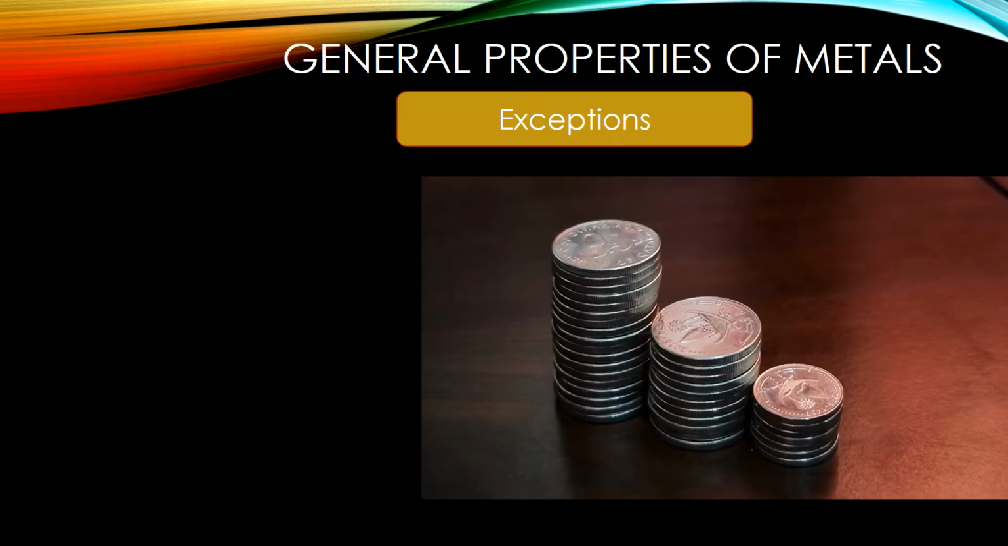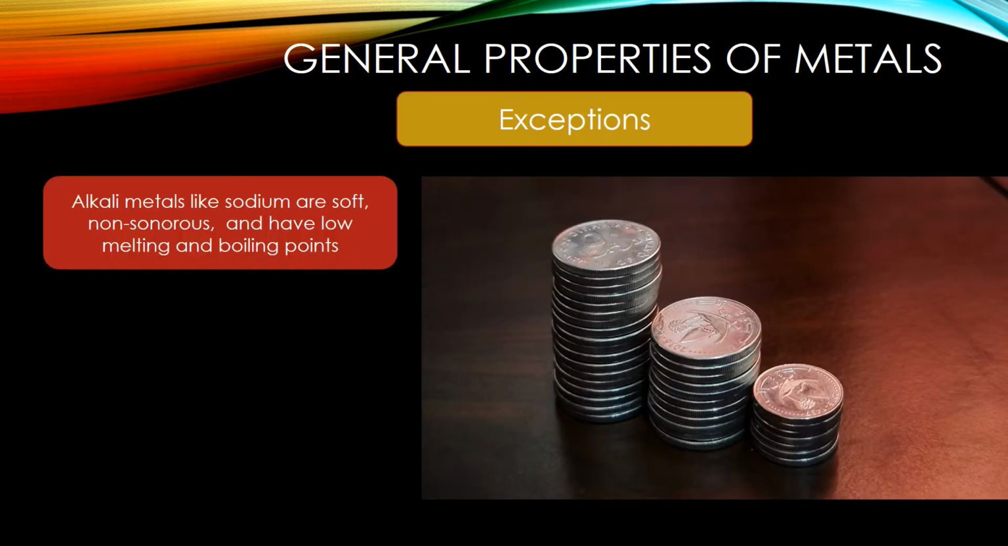Some exceptions to the properties mentioned earlier include alkali metals. Alkali metals like sodium and potassium are soft. They are non-sonorous. They have low densities and low melting and boiling points compared to other metals.